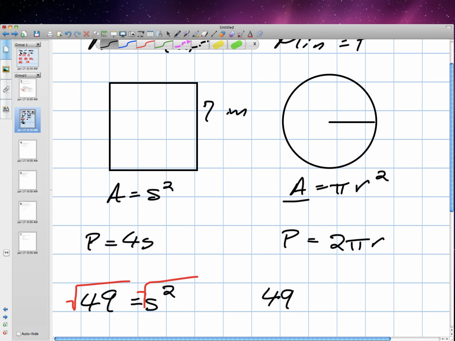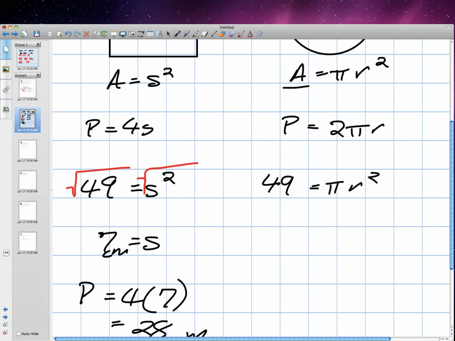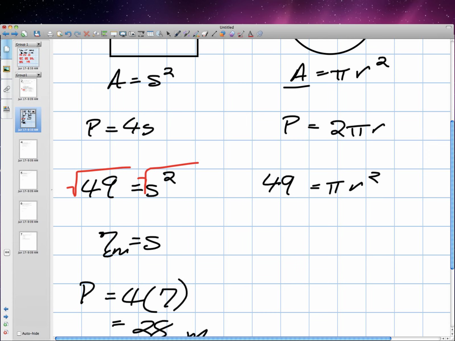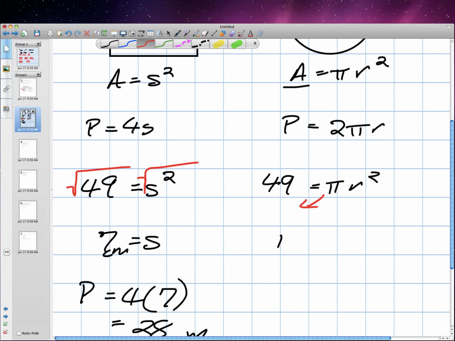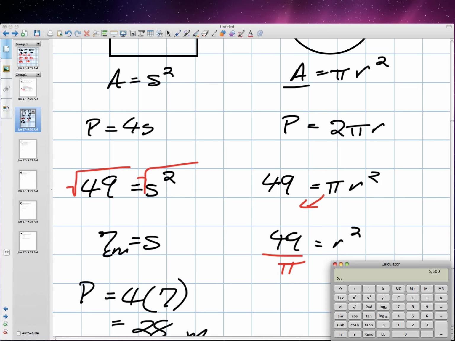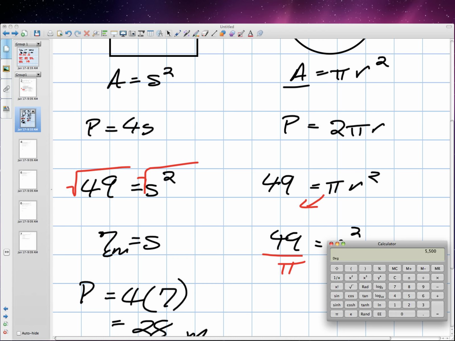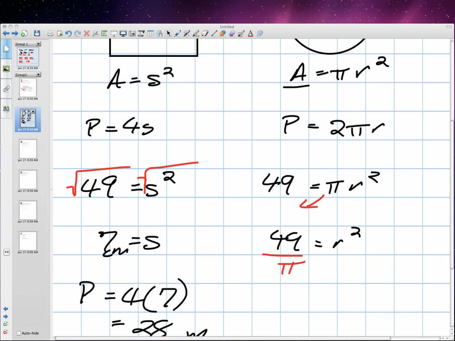So pi is actually a number. In order to isolate the R, I need to move pi to the other side of the equation. So we're going to get 49 divided by pi is equal to R squared. We're going to do that with our calculator. When we divide those 2 numbers, we get 15.59 is equal to R squared.